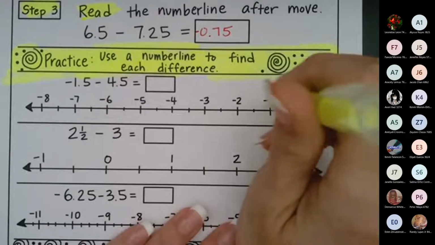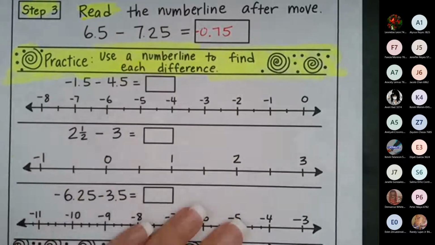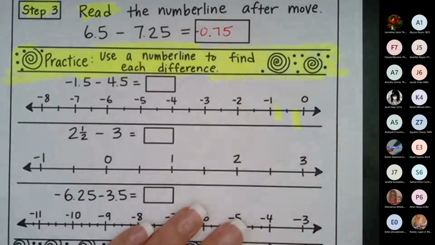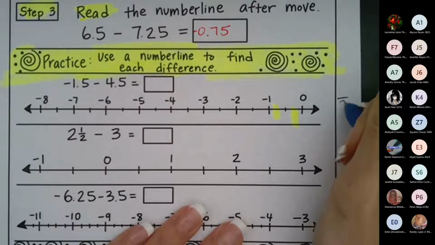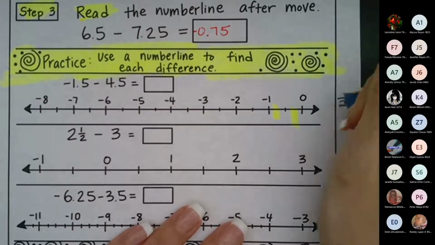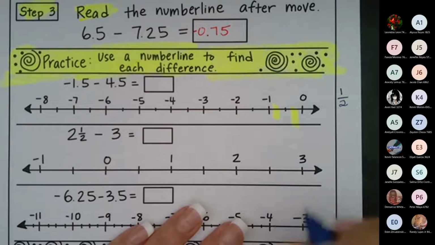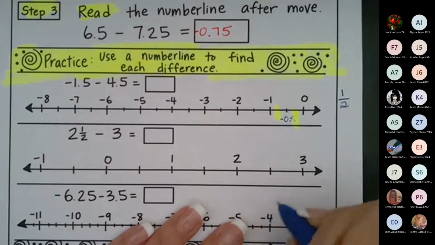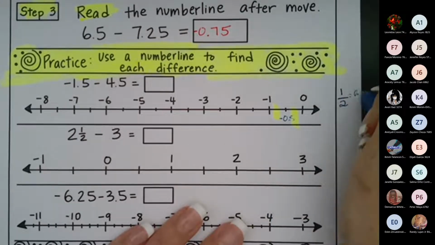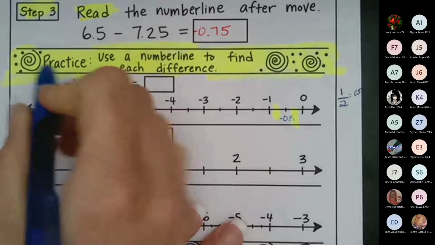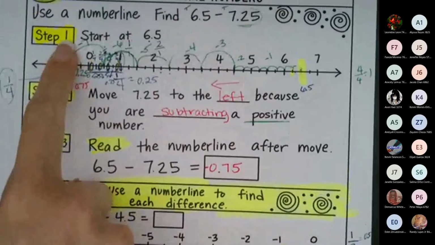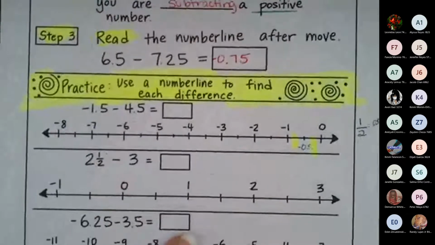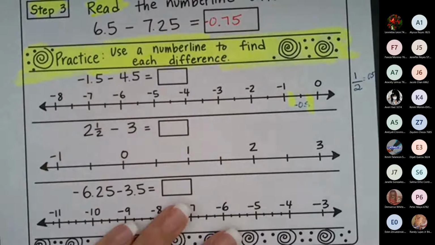In between 0 and -1, I see that my whole value is going to be divided by, let's see, 1, 2. That means that my denominator will be 2. One line will be worth 1/2. So this here would be negative 0.5, because 1 divided by 2 equals 0.5. Just like our rule set up with the other problem where I started at 6.5, in this one, I'm going to start at negative 1.5.